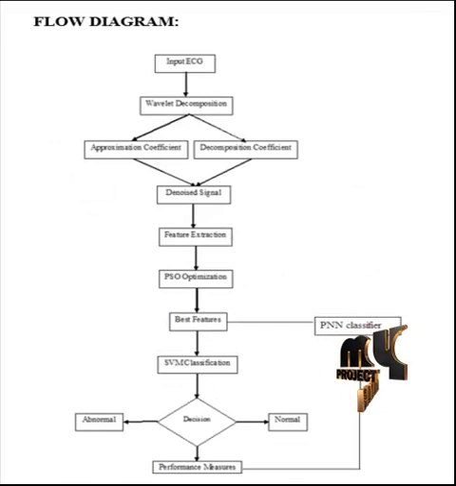Let me see the flow of the process. First, the input ECG is obtained from the dataset. The pre-processing process is employed based on the wavelet transformation. ECG signals were pre-processed using the wavelet. Pre-processing is the process of removal of noise present in the ECG signal. By means of this, the performance of the process was improved.